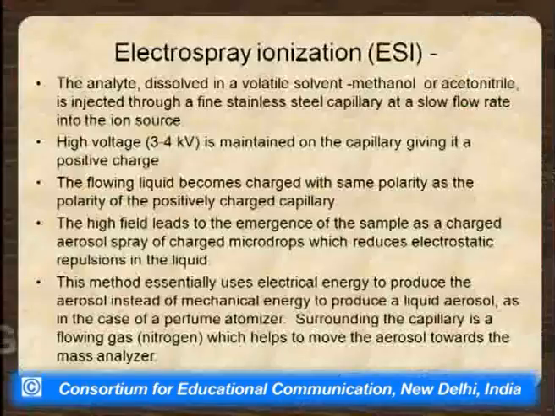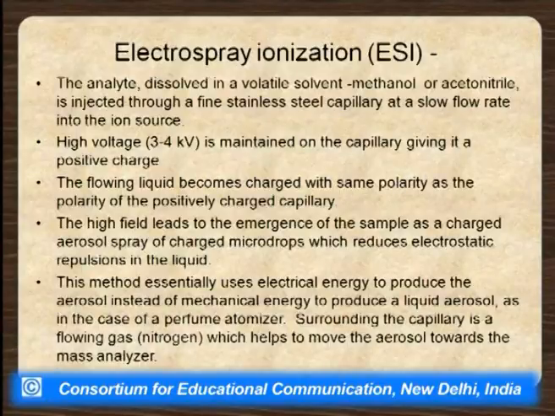In this electrospray, the analyte is dissolved in a volatile solvent, methanol or acetonitrile, which will rapidly evaporate, and the sample is passed through a very fine stainless steel capillary at a very slow flow rate into the ion source. A very high voltage of 3 to 4 kilovolts is applied onto the capillary, hence it is positively charged, and so is the analyte present in it. Now, the solvent, the liquid or the protein also becomes positively charged.